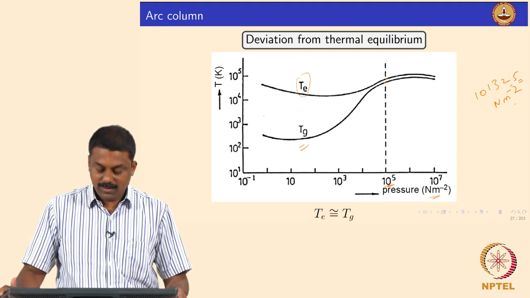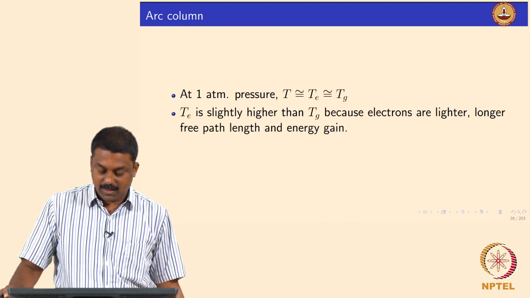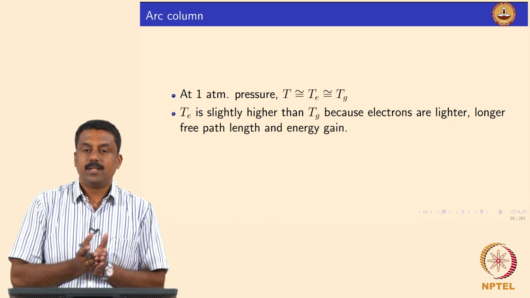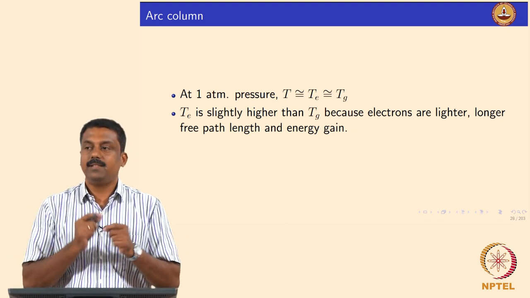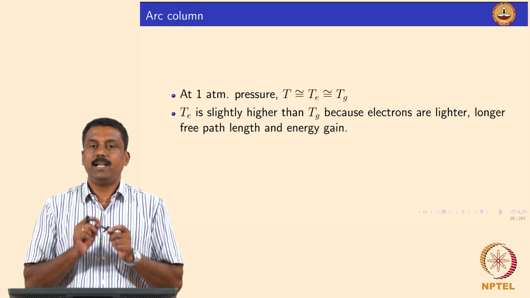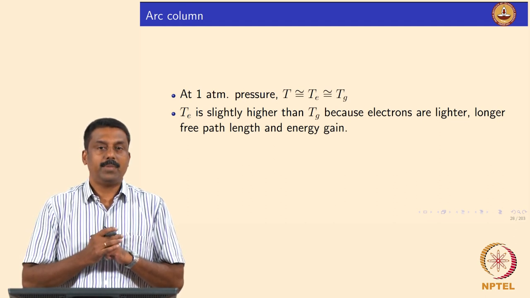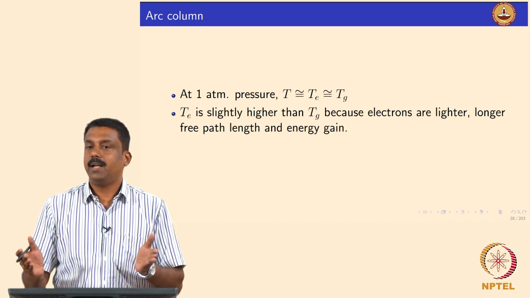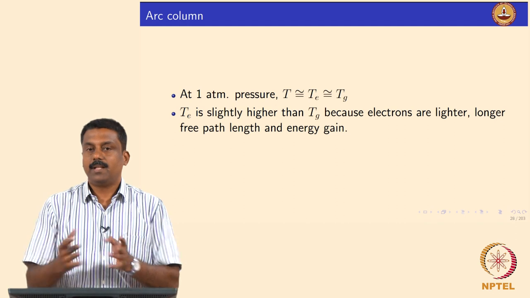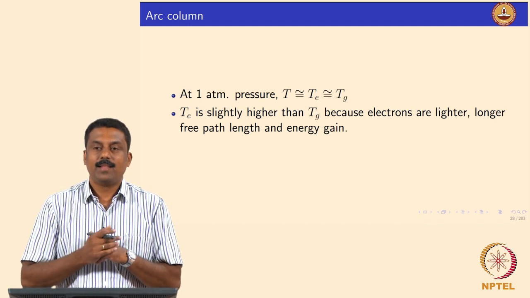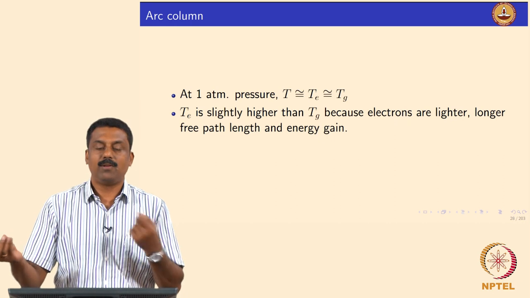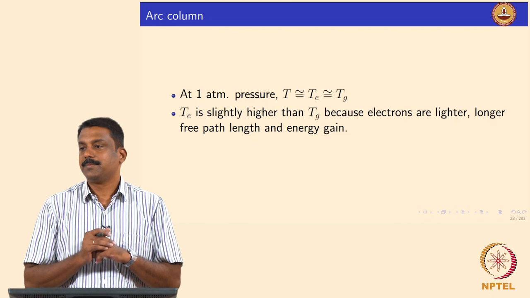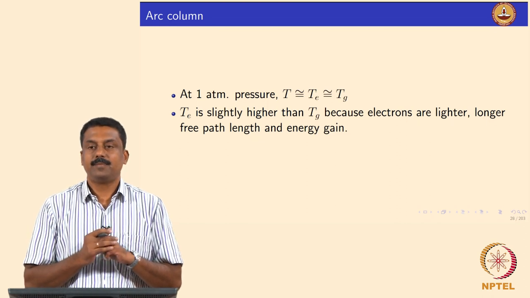Okay, so we'll move on further in the arc column. What happens in the arc column? This is what I explained. At atmospheric pressure, the temperature is more or less equal, but you should be careful: the electron temperature is always slightly higher than the gas temperature, because electrons are lighter and have a longer free path because of the high drift velocity. They spend more time before the energy exchange, which is the collision, so they are heated up higher, right? It is clear.